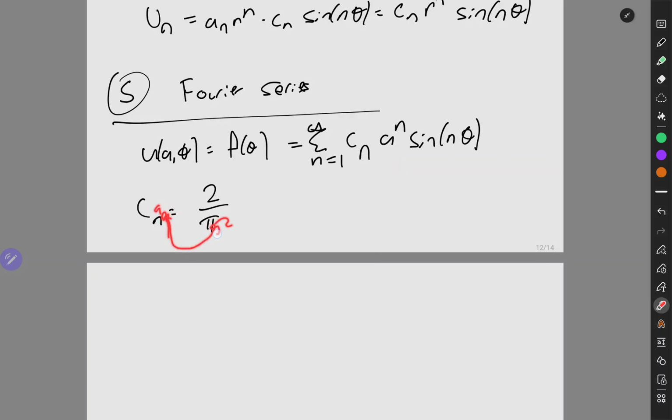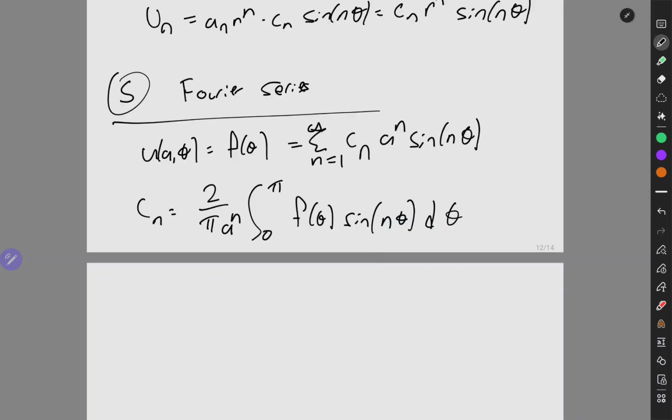So I'm going to move it over to here. So a to the n, sorry, the integral from 0 to pi, I multiplied it by 2 already, of f of theta times sine of n theta d theta. And that's the answer.